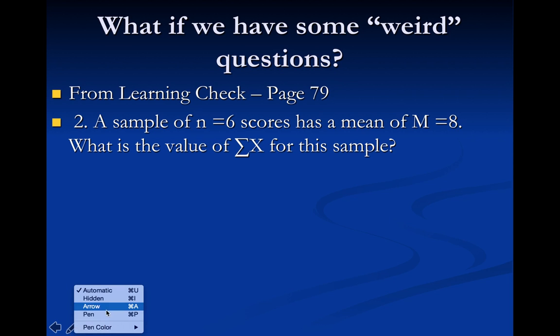And the solution to this is actually pretty simple. To find the sum of x for your sample, you essentially do the following procedure. You're going to take your sample size and your average, it doesn't really matter which one comes first.